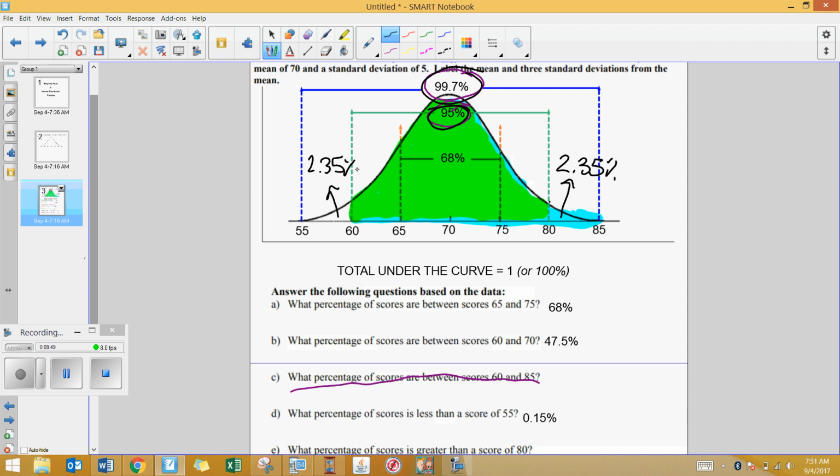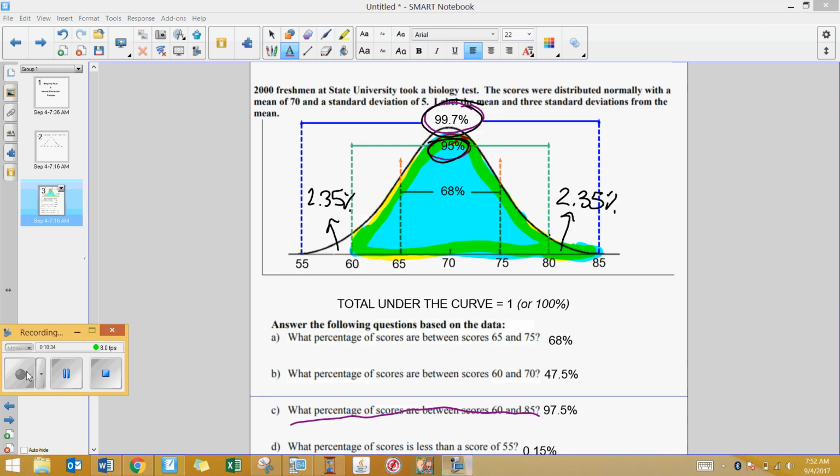Okay, well right now I'm not really concerned with between 60 and 55, but let's go ahead and consider back to this giant blue shaded region. The big blue shaded region is what we're after. What percentage of scores are between 60 and 85? So between 60 and 85, I have 95% all the way from here over to here. But then I go a little bit further, I have that extra 2.35%. So the final answer for C should be 97.5%.